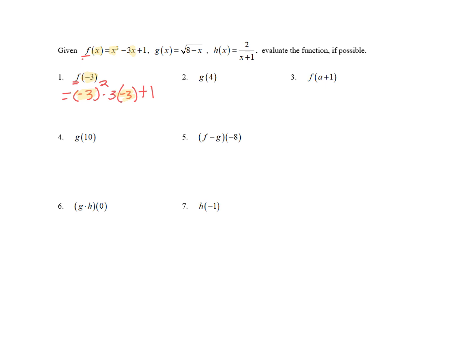That's what we mean when we do function notation. When I calculate that, my answer is 19. Go back up here and get my pen. Okay, let's do g of 4.